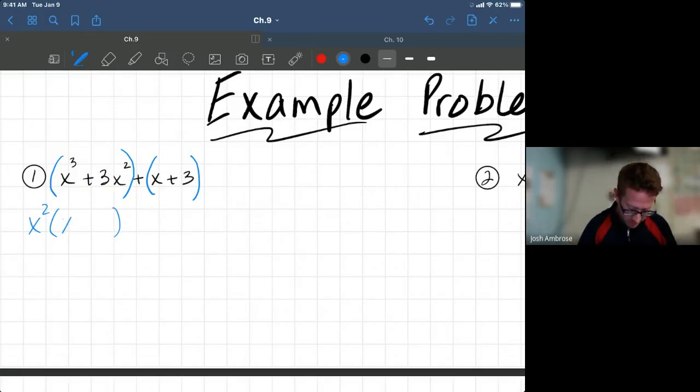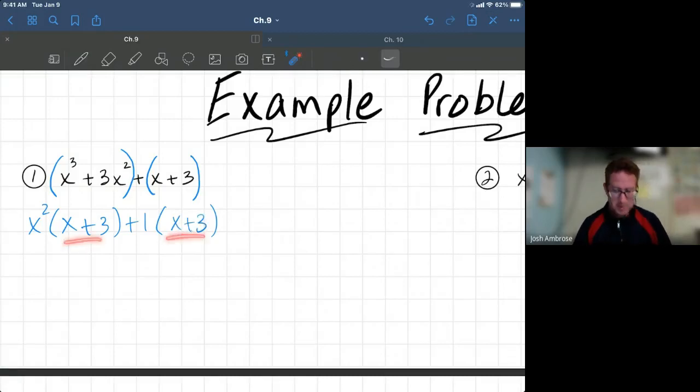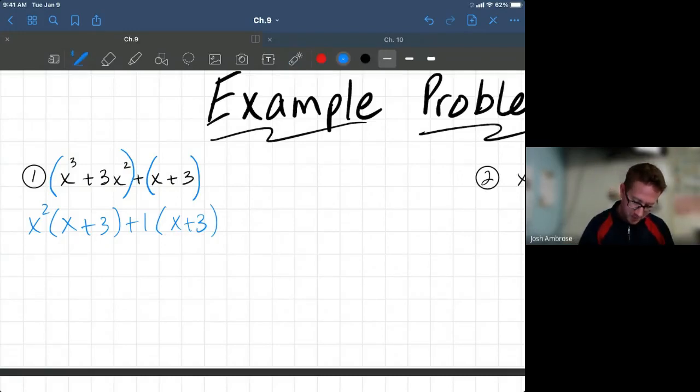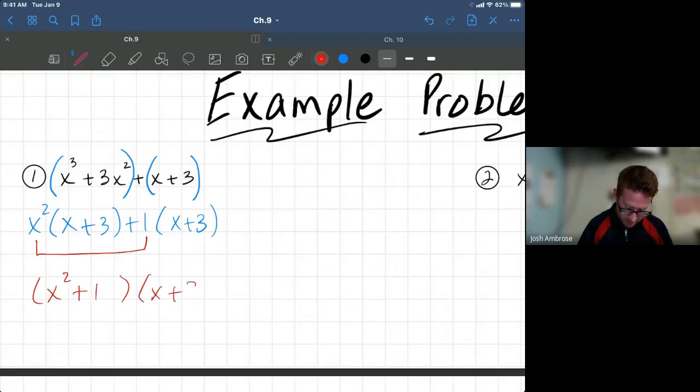I have 1x left over plus 3 plus, and I'm going to put that 1, that's the unwritten 1, x plus 3. I've done it right because the x plus 3's match up perfectly. And then don't forget in parentheses, we're going to have what we factored out create its own set. X squared plus 1, x plus 3.